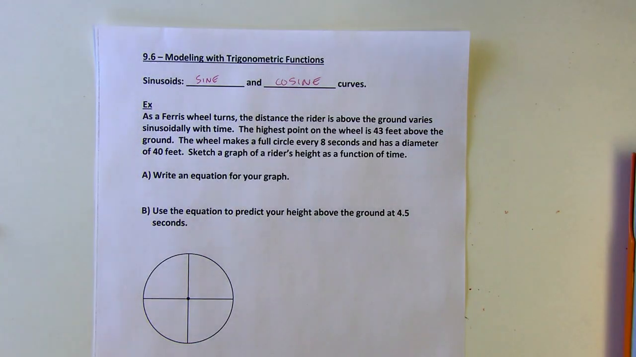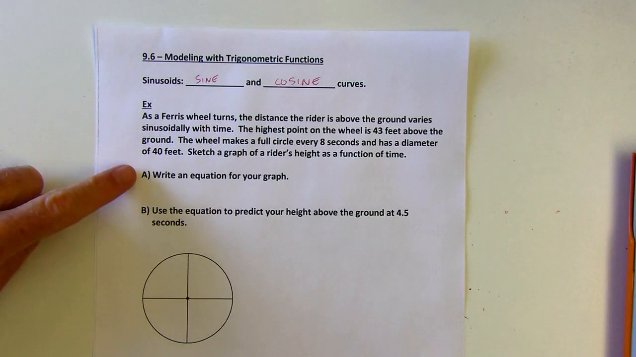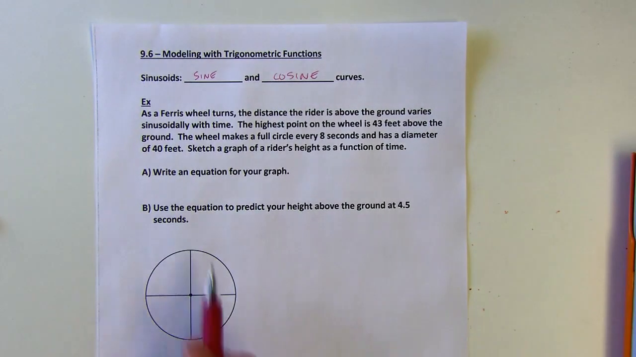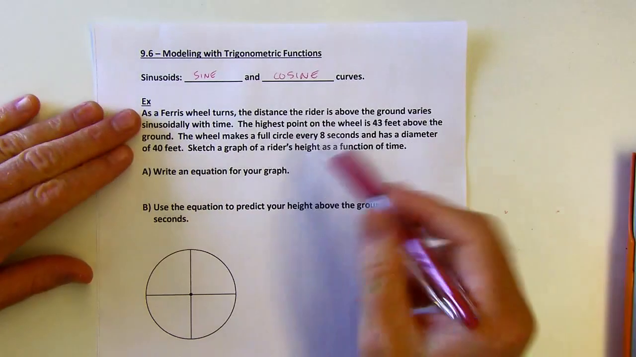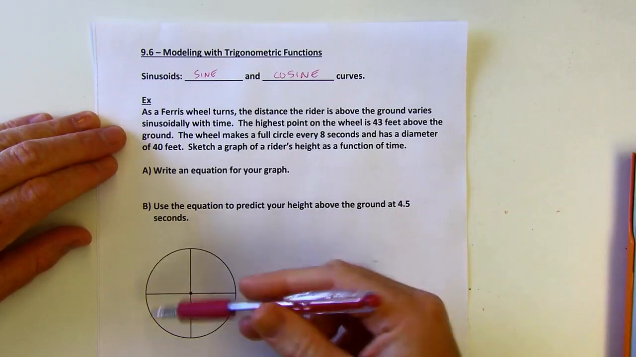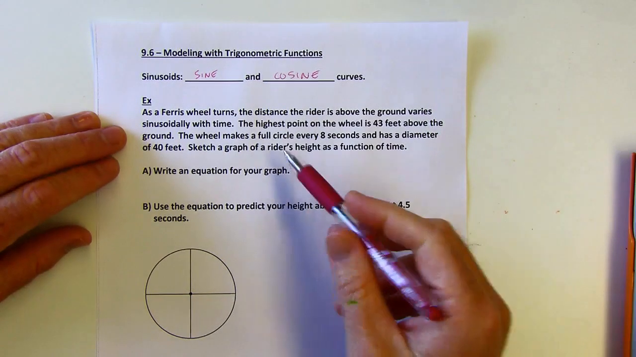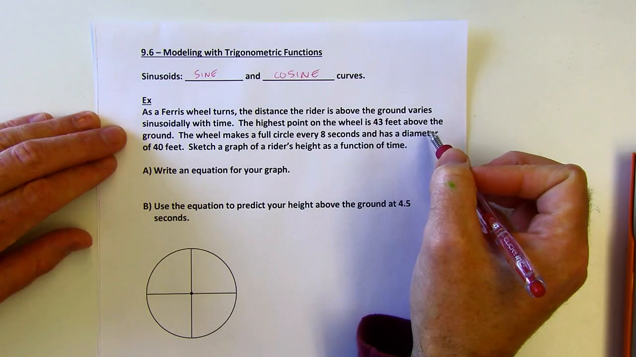Okay. All right, so let's start modeling this. I'm going to write an equation, but it's going to take me a little bit to get there. So first, I've got this little picture of my Ferris wheel, pretty basic picture here. I'm going to take the numbers from the word problem and translate them into the picture. Okay, so the highest point on the wheel is 43 feet above the ground.